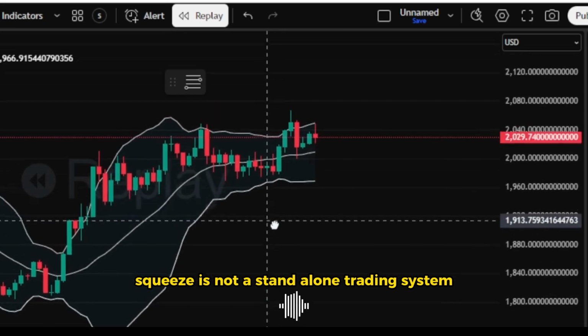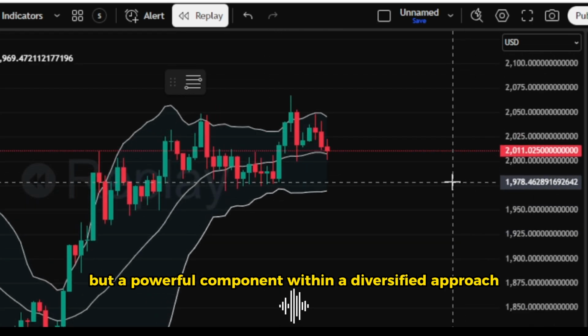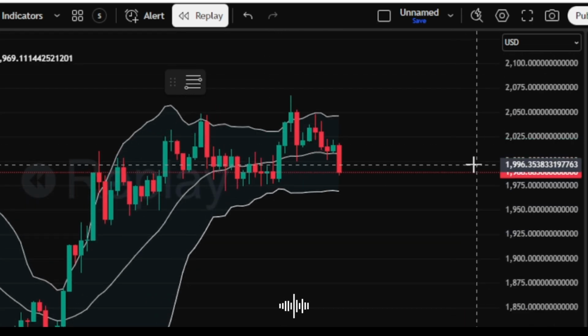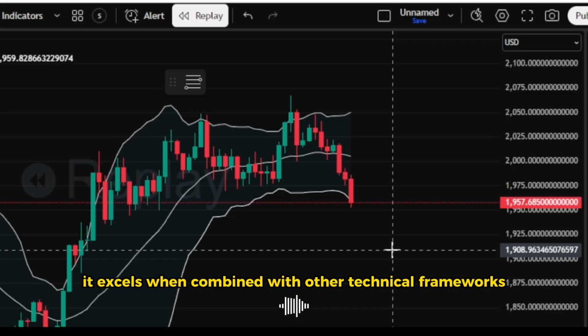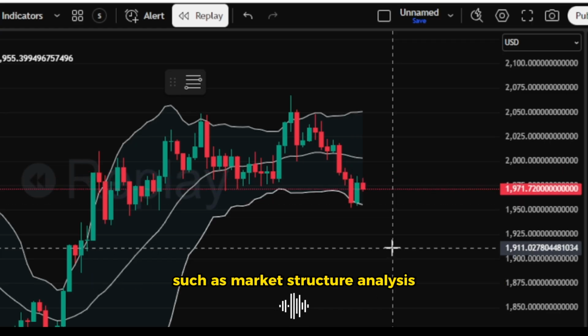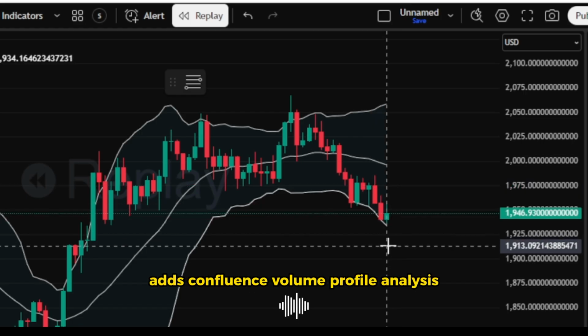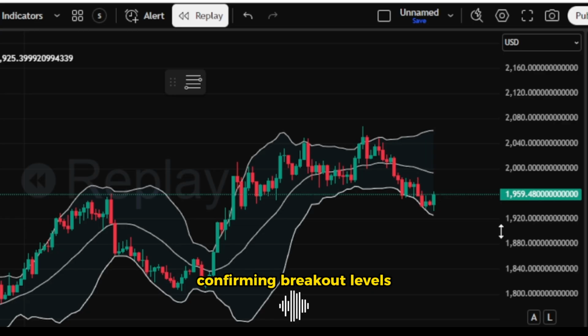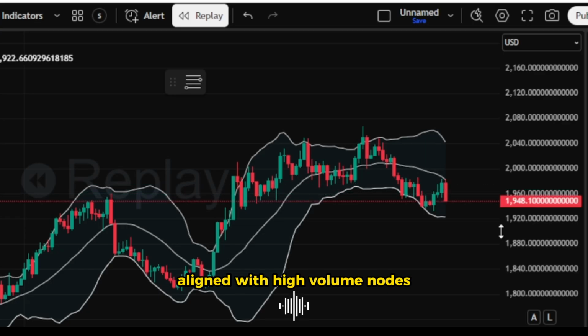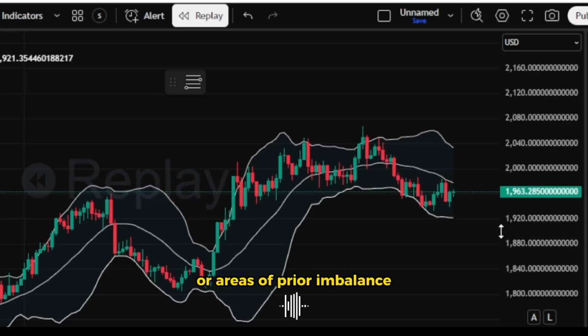The Bollinger Bands squeeze is not a standalone trading system, but a powerful component within a diversified approach. It excels when combined with other technical frameworks such as market structure analysis, identifying squeeze setups at key support and resistance levels adds confluence. Volume profile analysis: confirming breakout levels align with high volume nodes or areas of prior imbalance.